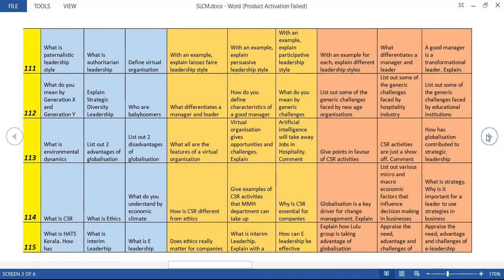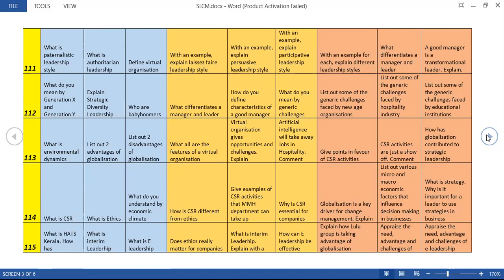Then for question number 12, it's about Generation X, Y, baby boomers, etc. As we know, in organizations there are different types of people, and the same strategy doesn't work for everyone, so we have to apply strategies accordingly. Then what is strategic diversity leadership? There are organizations where people from different backgrounds, families, ethnicities, and languages all come together, and there you need multiple strategies so that you can manage the organization well.